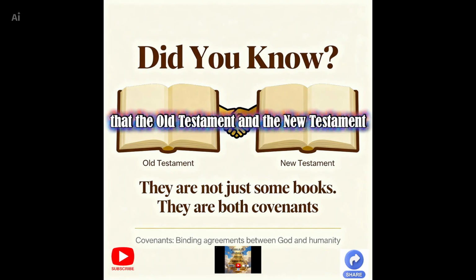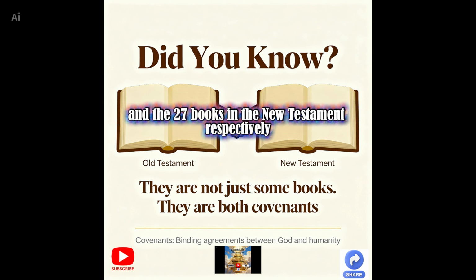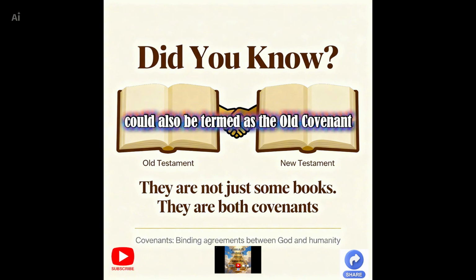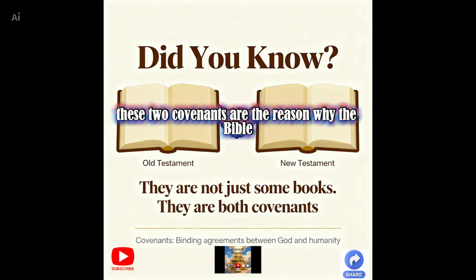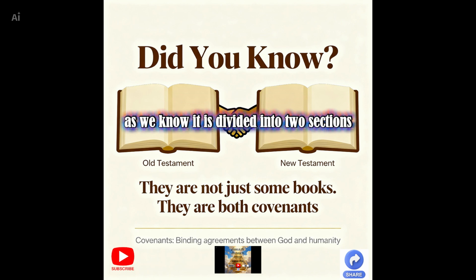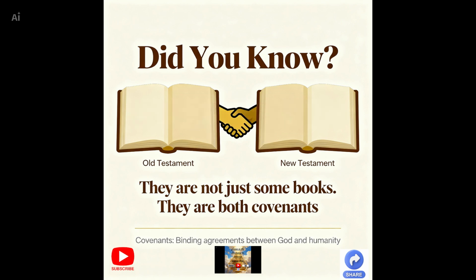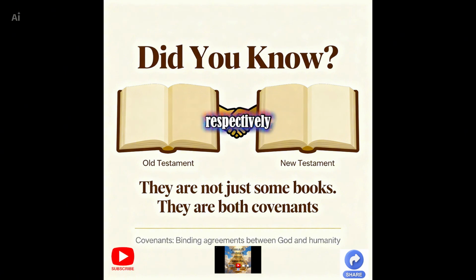Did you know that the Old Testament and the New Testament are not just merely the 39 books in the Old Testament and the 27 books in the New Testament, respectively, but could also be termed as the Old Covenant and the New Covenant, respectively? These two covenants are the reason why the Bible, as we know it, is divided into two sections, and are what the 39 books of the Old Testament and the 27 books of the New Testament amplify, respectively.